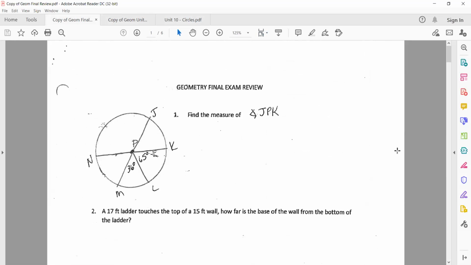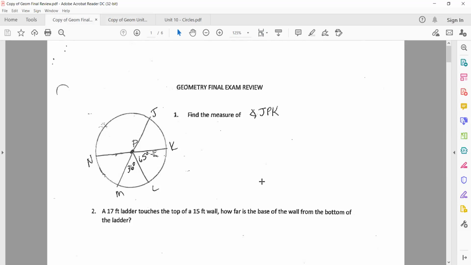So what I'm shifting to now is the final exam review. Pretty sure I posted this in Google Classroom. I would recommend that you go through this handout and do these problems. It's probably going to be the best way for you to be prepared for the final. The final is only 10 questions.